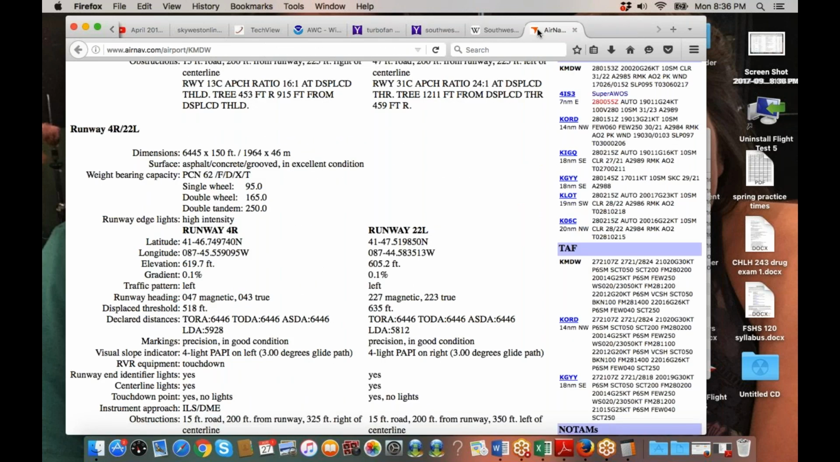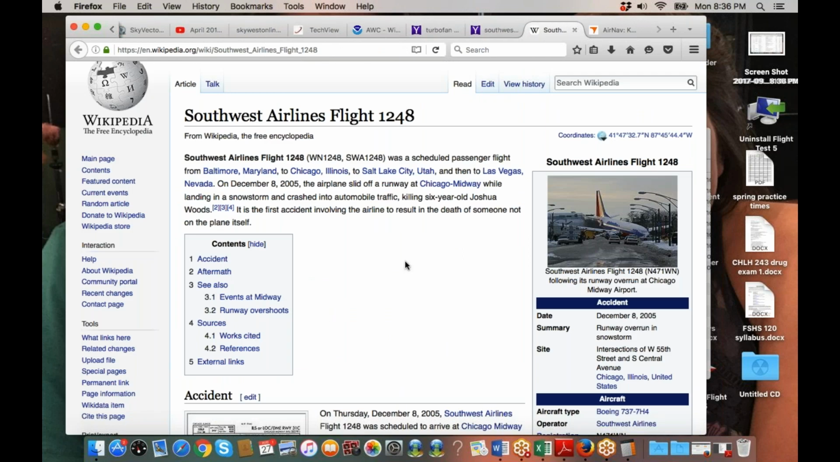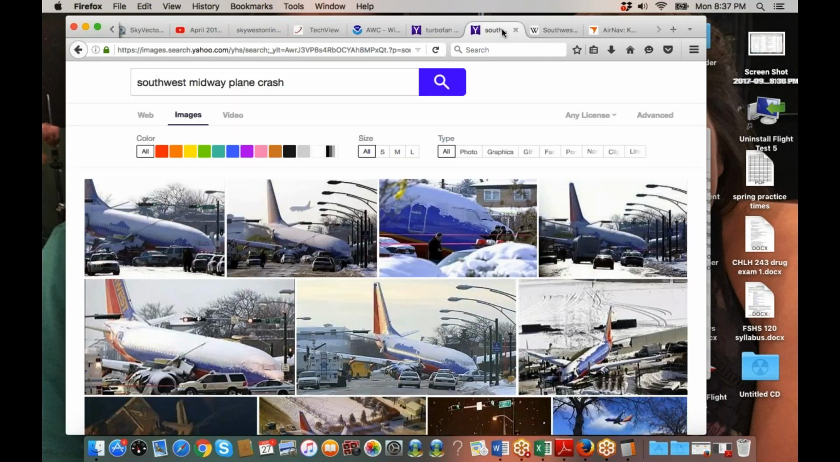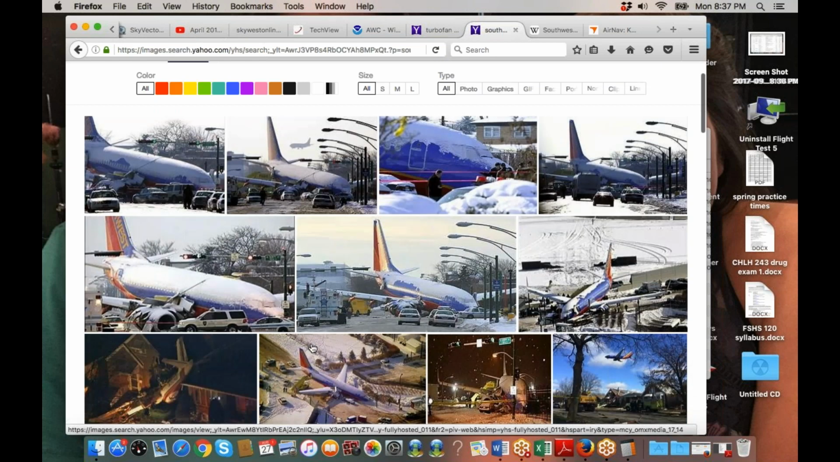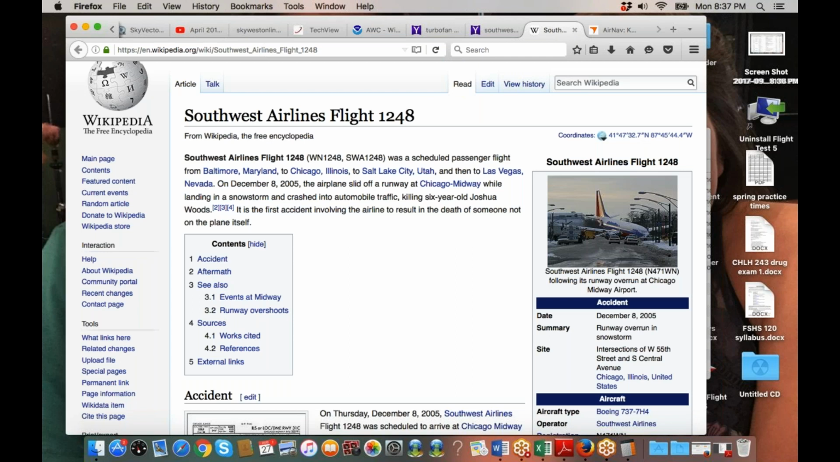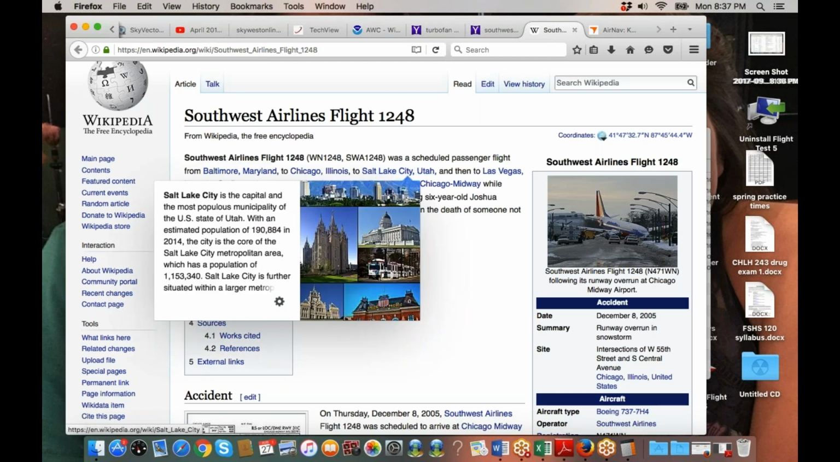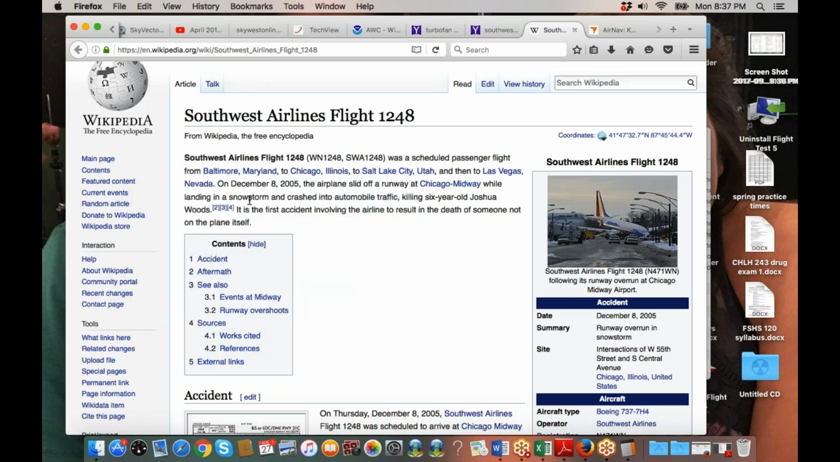So when this all went down, it was a Southwest flight in 2005. The airplane skidded off the runway and actually hit a car. And I believe, it'll say in this, it killed a child that was in the car, while landing in a snowstorm and crashing into automobile traffic, killing 6-year-old Joshua Woods.